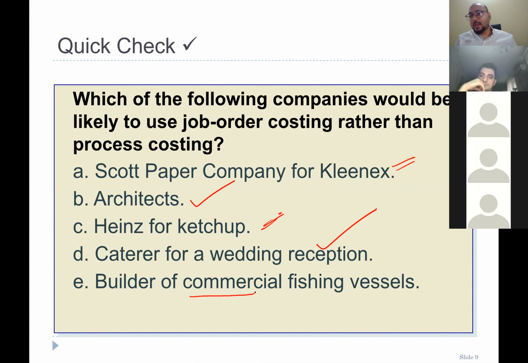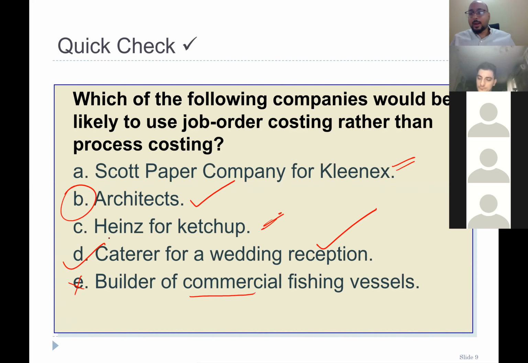Commercial means they are making the same vessels, not personalized or customized. If they were making customized ones, that would be job order costing. Commercial means they are making the same boat for commercial purposes. That's it, so E cannot be the answer. Now, architect: yes, not every building is the same, so that's why architecture is job order costing.